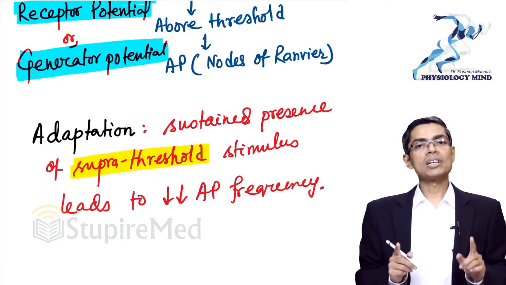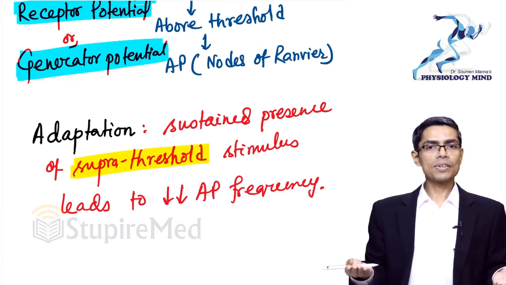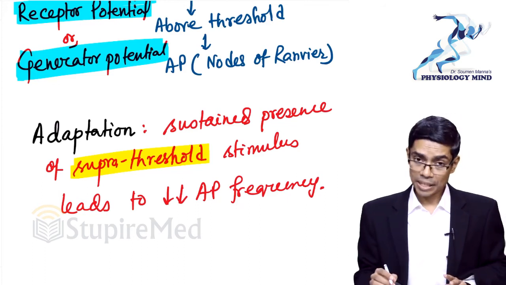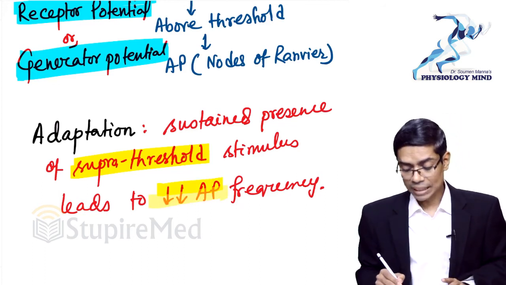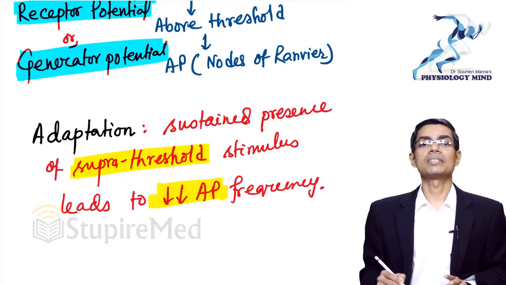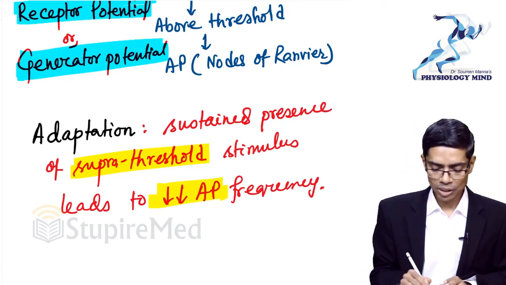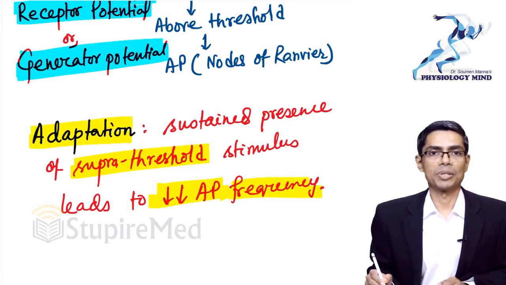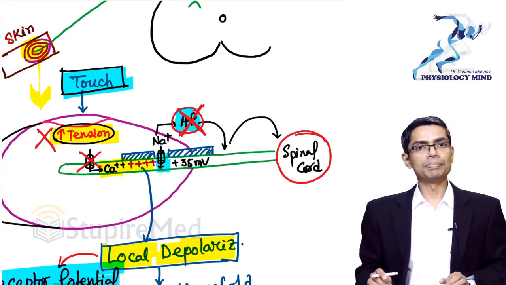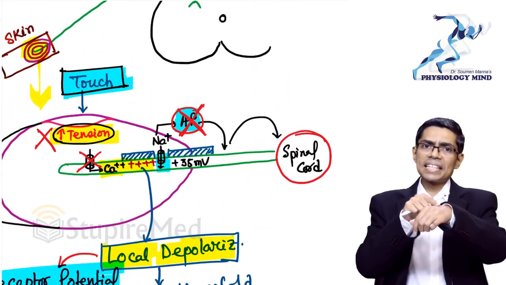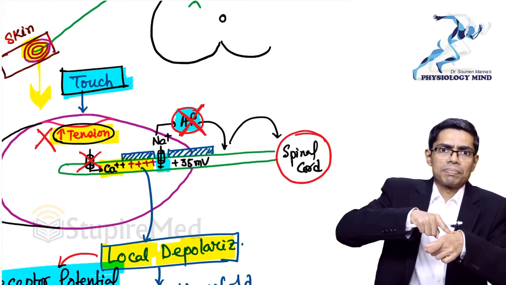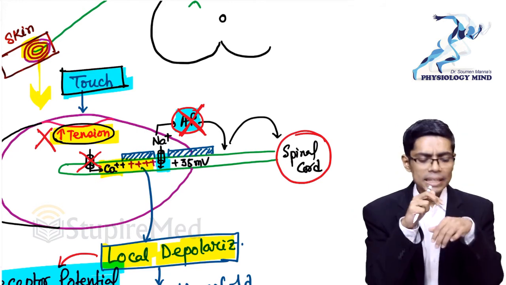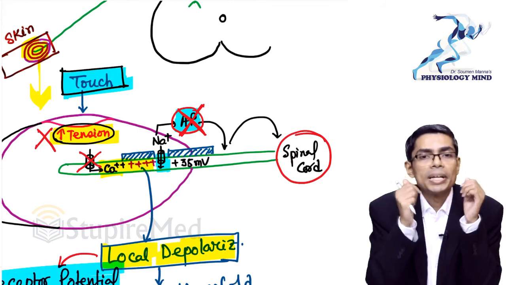initially the stimulus was such that it was crossing the threshold, and that's why action potential was there. So it's a suprathreshold. Although suprathreshold stimulus is present, gradually your action potential frequency is decreasing. Why decreasing? Because of the phenomenon of adaptation. Now look at the word frequency of action potential. What do you mean by this? Okay, so if I give light touch and if I give crude touch, how will the brain differentiate? Have you ever thought? If I give light touch and if I give crude touch, how will the brain differentiate?